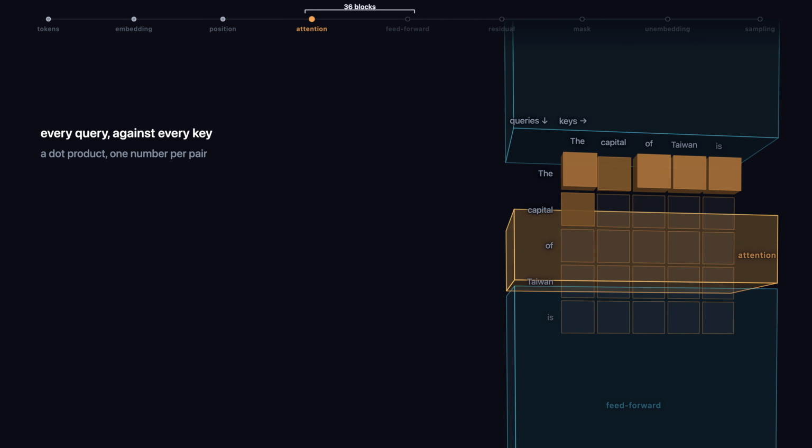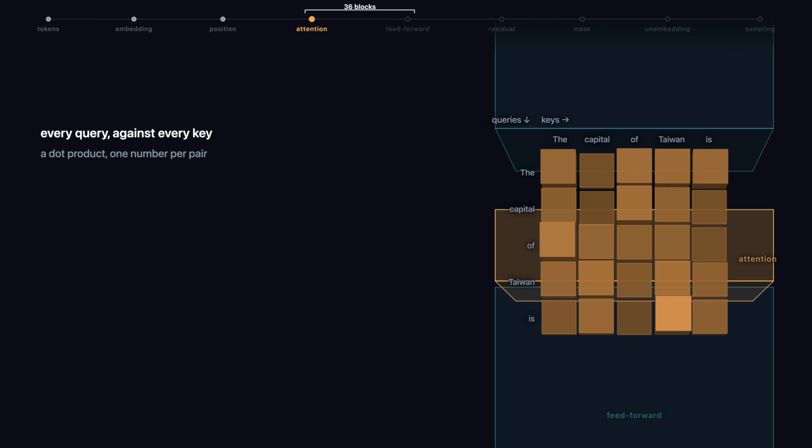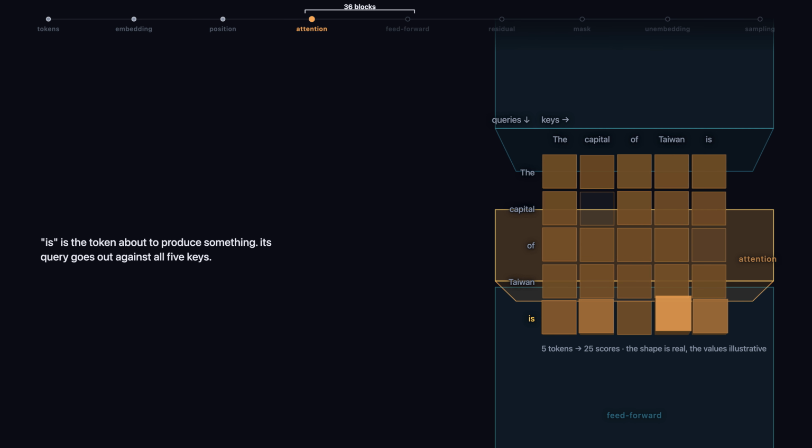Every token's query is compared against every token's key, a dot product, one number per pair. High number, these two are relevant to each other. Low number, ignore. Take our sentence. The last token is about to have to produce something. Its query goes out against all 5 keys. Whatever Taiwan is offering, it wants it, because a sentence of that shape is about to need a place name. So that pair scores high, and the others don't.